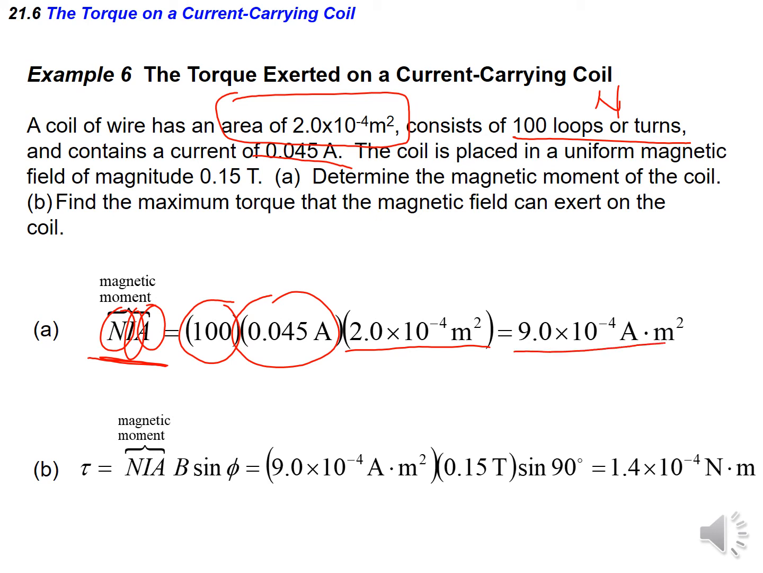Find the maximum torque that the magnetic field can exert on the coil. So we're going to use this formula: the magnetic moment multiplied by the magnetic field and then sine of the angle. NIA is already computed, so that's 9 times 10 to the negative 4 ampere meter squared. The magnetic field is 0.15 Tesla. The angle is perpendicular, since they are perpendicular to each other, so we use sine 90 degrees, which is equal to 1. The result is 1.40 times 10 to the negative 4 newton meters. So this is the value of the torque based on all the givens.